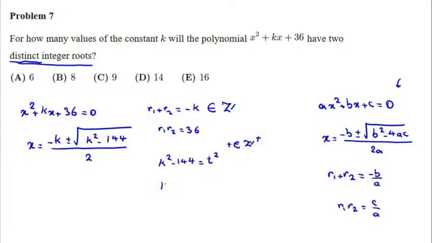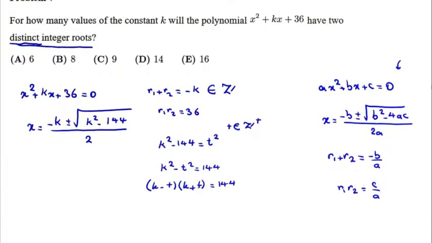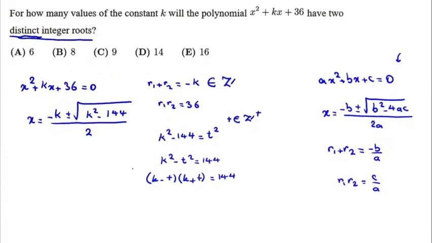Now, k squared minus t squared equals 144. Now we factorize: k minus t times k plus t is 144. And the problem doesn't say that k is positive or negative. Okay, so let's consider all cases. The first part, k plus t. We know it is greater than k minus t because t is greater than negative t, because t is positive.